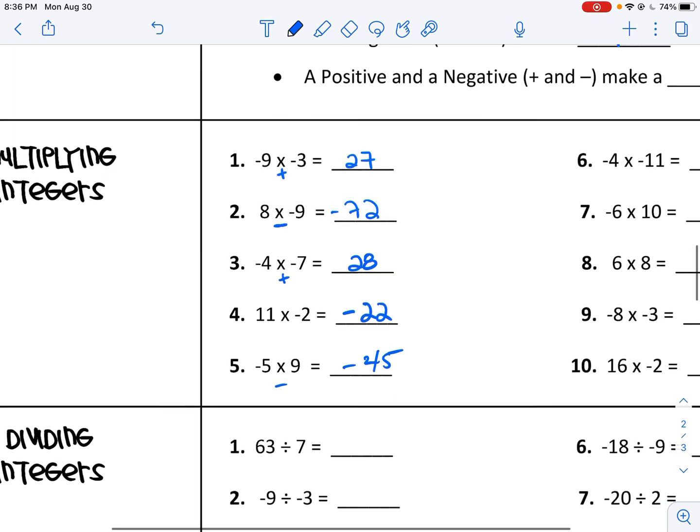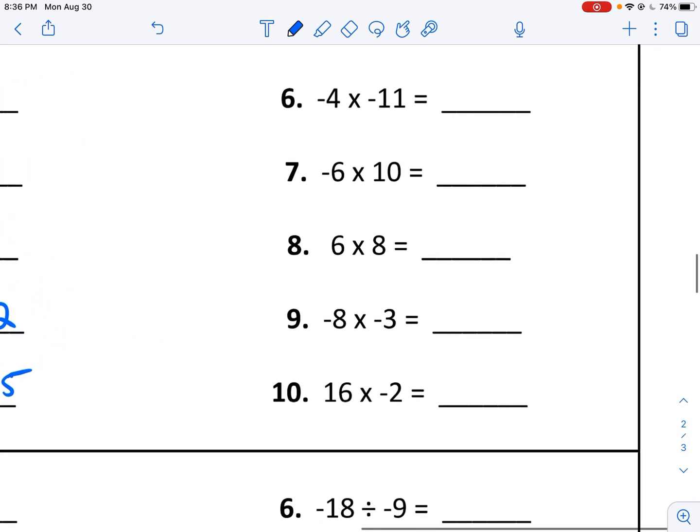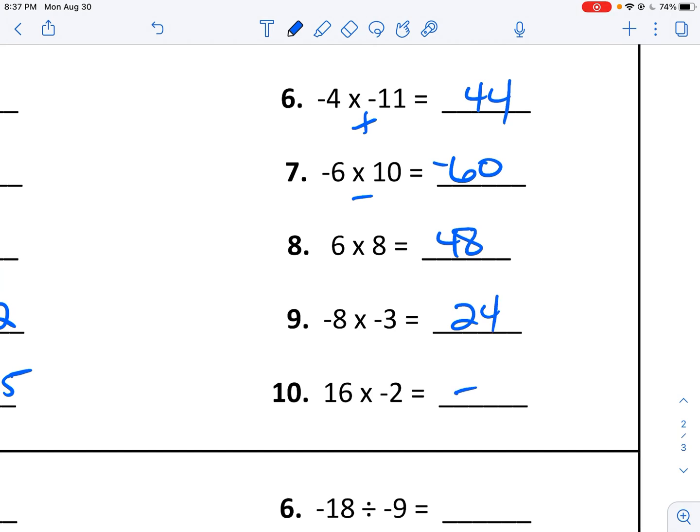Okay, so I want you to do these. Signs are the same, so 44. Signs are different, so it's negative 60. Signs are the same, so positive 48. Signs are the same, so positive 24. Signs are different, so negative 32.